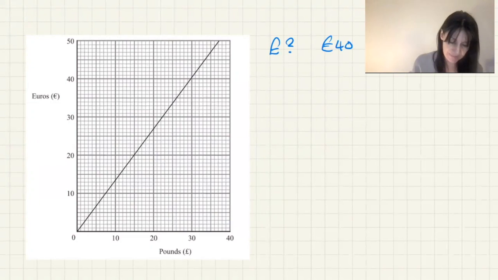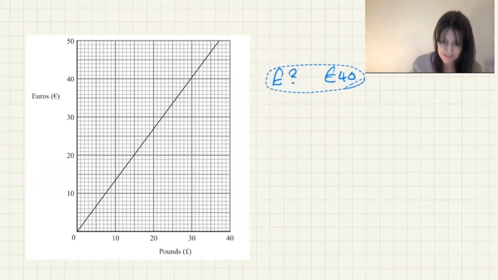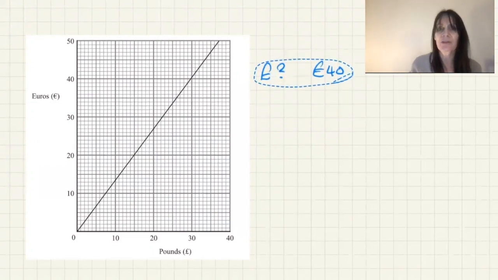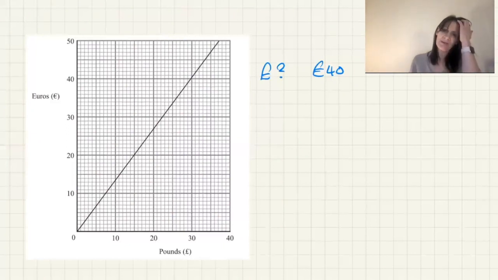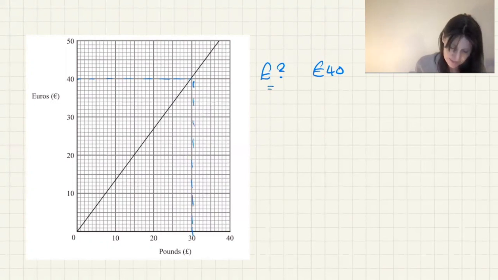Oops, you can't even see it. Let's bring that down a little bit. There we go, bring it across. So how many pounds am I getting if I've got 40 euros? And we have learned to read the graph, find 40, come along and hit the line, come down, and your answer is 30. So it's 30 pounds.